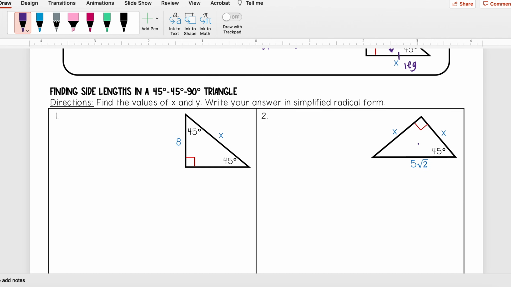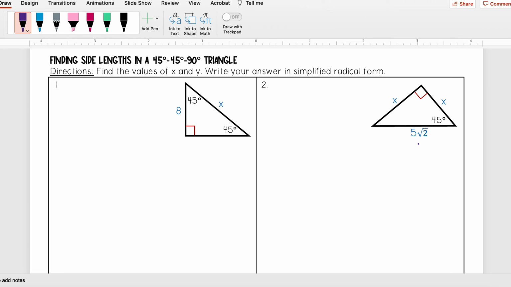So let's go through some examples. So here I want to find the value of x, and I'm going to write my answer in simplified radical form. So first off, I like to go ahead and label my hypotenuse, and so that is going to be the opposite of my right angle. And here I notice that I can use my theorem just because I see that I have 45, 45, and 90 degree angles in this triangle. So that means I'm going to be using that theorem.